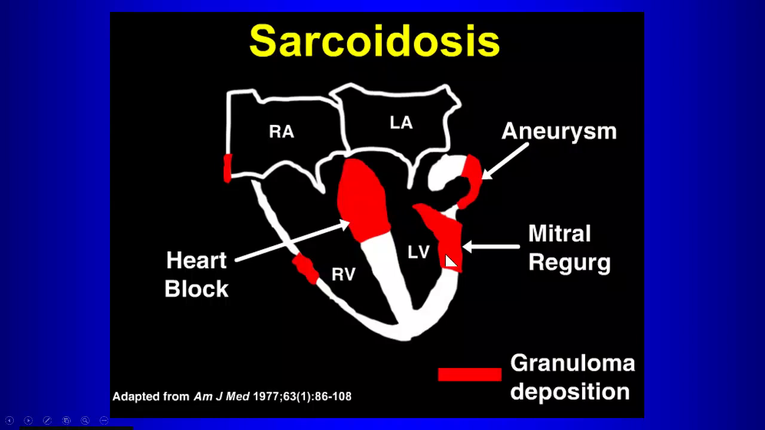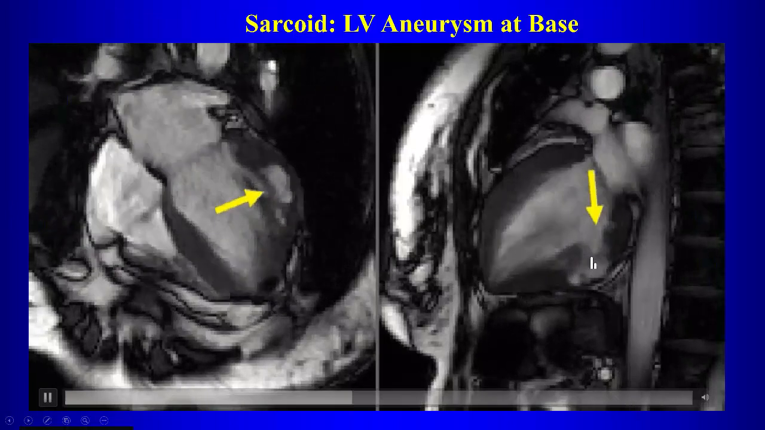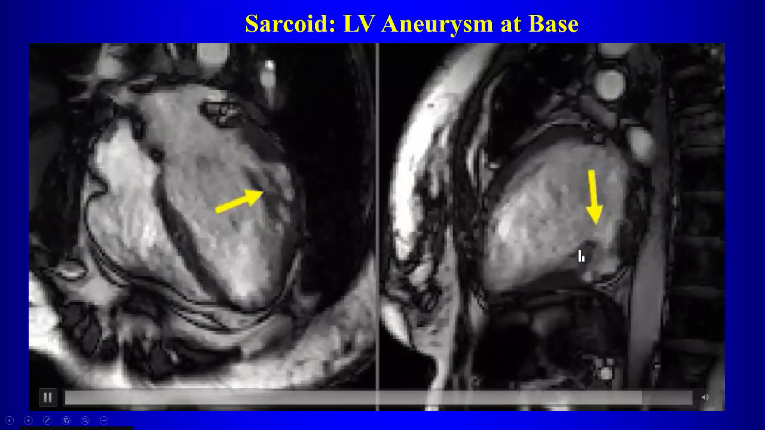Sometimes they might have mitral regurgitation from involvement of the myocardium near the papillary muscles. But arrhythmia is the major finding that would lead a clinician to send a sarcoid patient for MRI. Aneurysm at the base of the ventricle is somewhat unusual, but this can occur in patients with sarcoid.